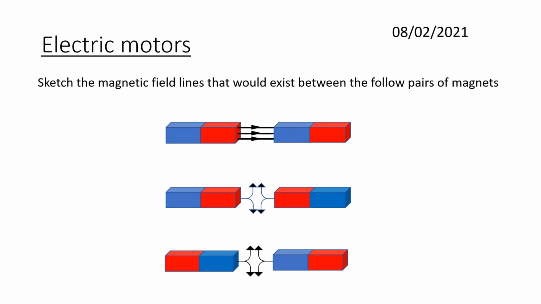So these are the diagrams you should have drawn. In the first of the sets of magnets, you've got a north pole next to a south pole, so the magnetic field lines will go from north to south. In the other two sets of arrangements, the magnets are paired off so that like poles are facing each other. So we have two north poles facing each other and then two south poles facing each other. As a consequence, you can see the magnetic field lines bend away from each other.